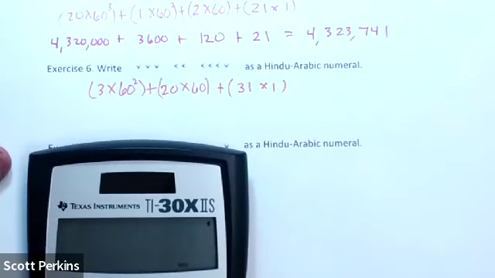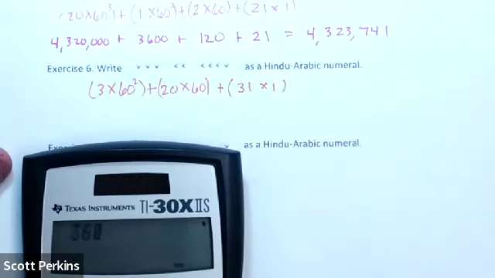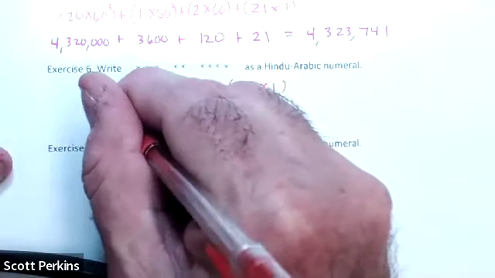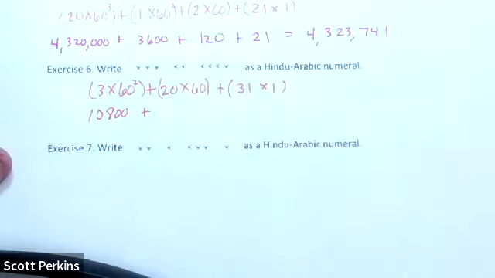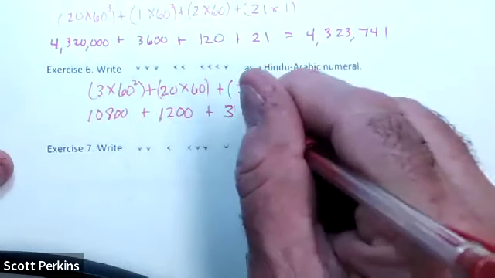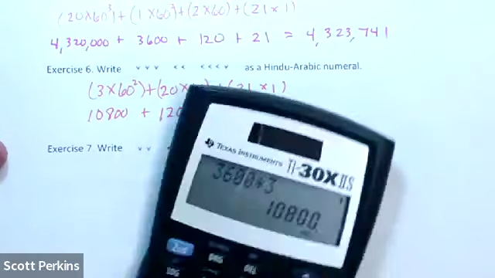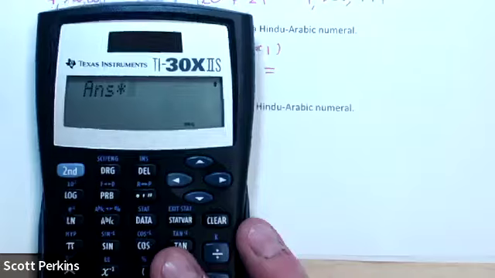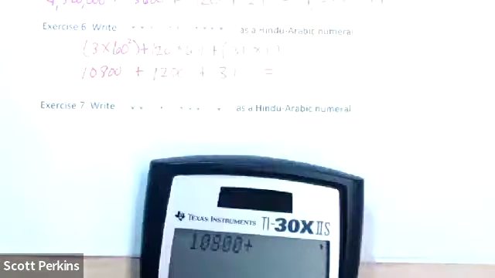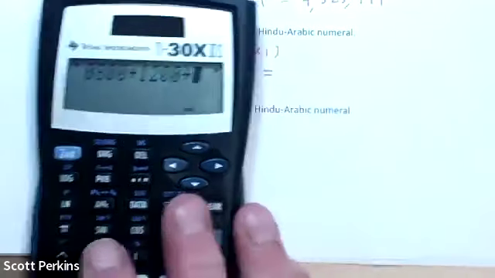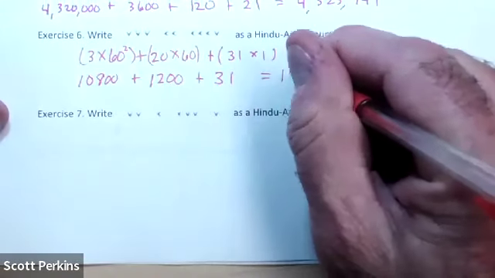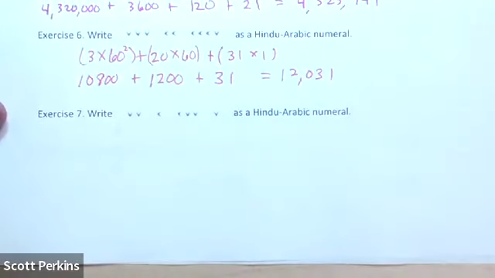I understand. Okay, so that is 60 squared is 3,600 times 3. That is 10,800. Plus 20 times 60 is 1,200, and 31 times 1 is 31. And when you add those numbers together, we've got 10,800 plus 1,200 plus 31. That turns out to be 12,031. All right, one more.